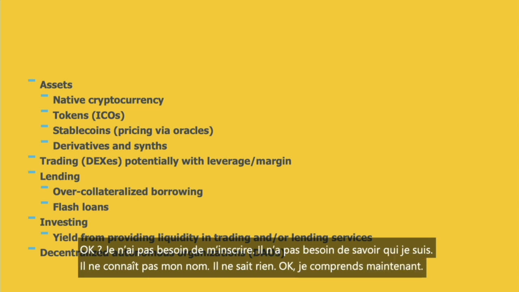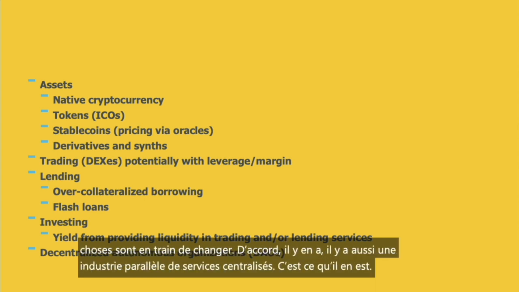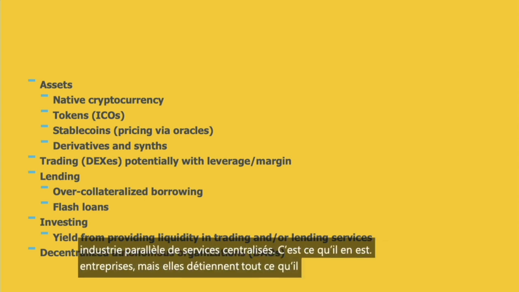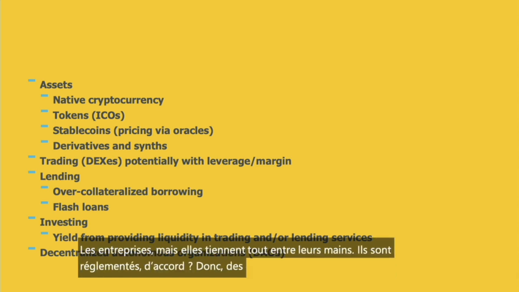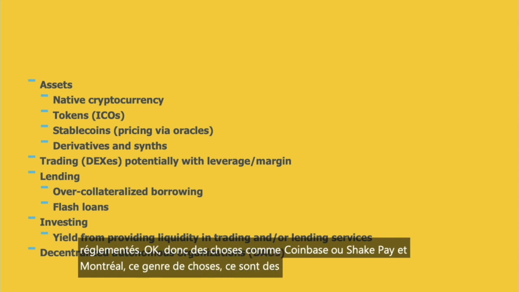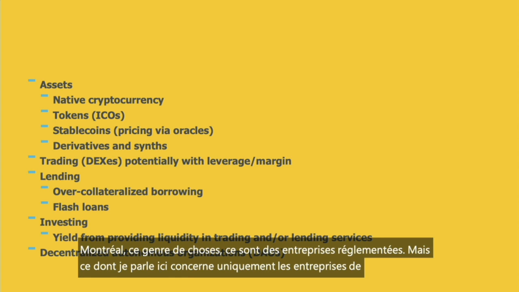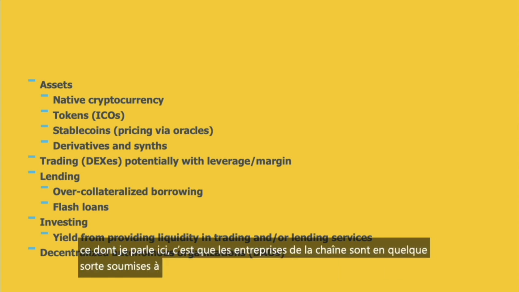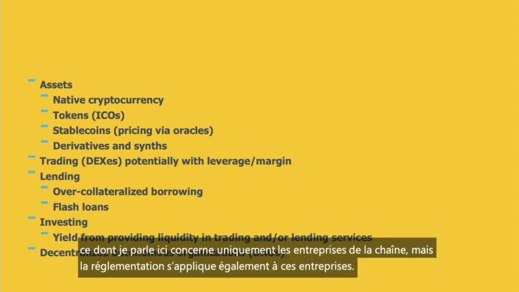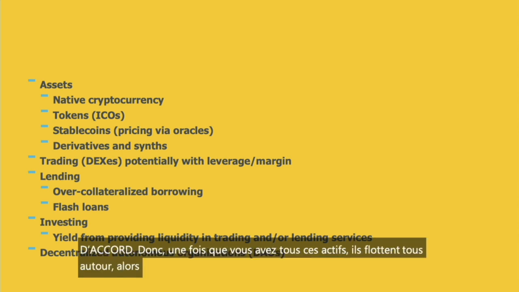Okay? So there's also a parallel industry of centralized services. So these are businesses, but they hold all the stuff in their own hands. They're regulated, okay? So things like Coinbase or ShakePay in Montreal, those kinds of things, they're regulated companies. But what I'm talking about here is purely on-chain companies, but regulation is sort of coming to these companies as well. Okay, so once you have all these assets, they're all floating around, then what you want is you want the ability to trade them.